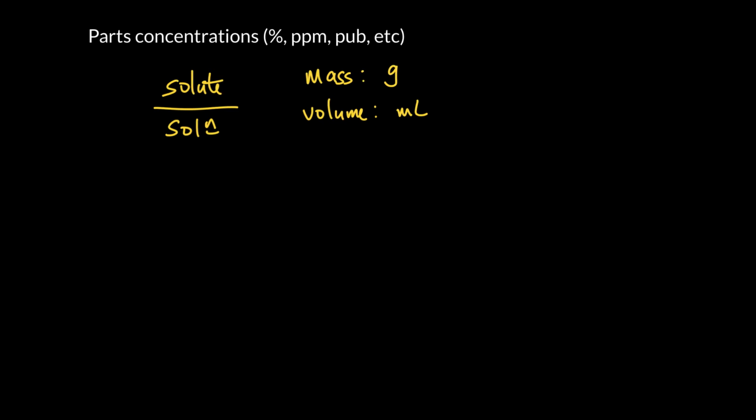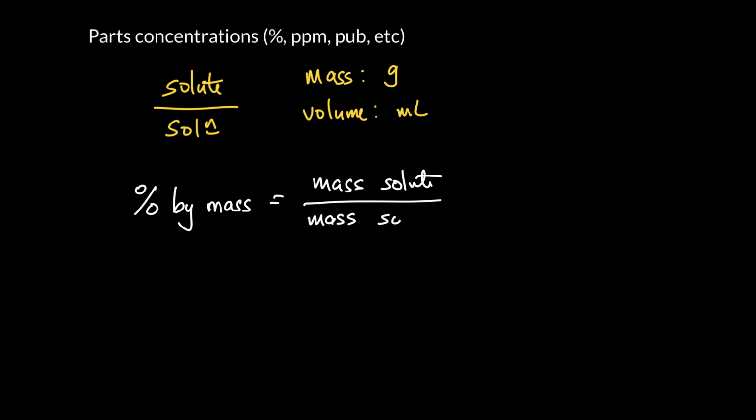So let's go ahead and look at the percent by mass first of all. So the percent by mass, sometimes the percent by weight, is defined as the mass of the solute over the mass of the whole solution. And a percent converts that fraction into a percentage by a multiplication factor. And of course, we know that there's 100% in a whole.